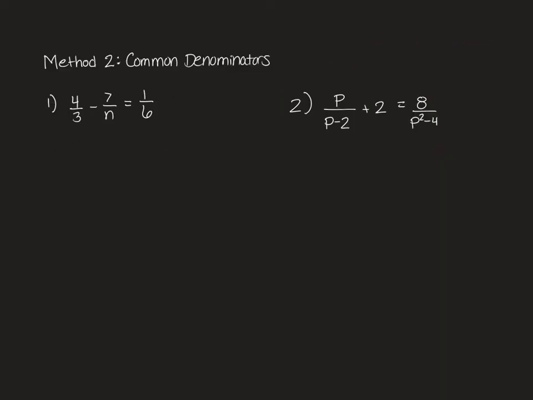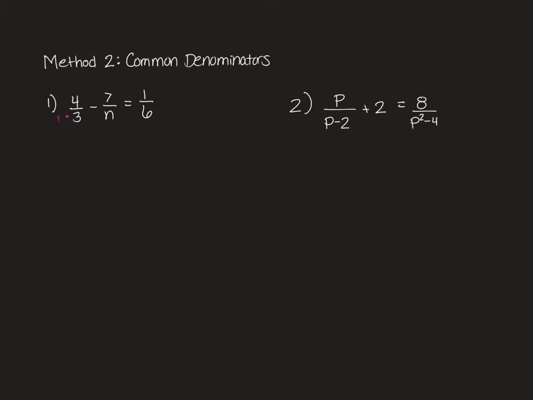So what do we do whenever we don't have proportions, whenever we don't have a fraction equal to a fraction? This is when you have to get common denominators. So looking at number 1, we have 4/3 minus 7 over n is equal to 1 over 6. Now you just need to get common denominators on one side of the equal sign. So what I'm going to do here is I'm going to basically make this side one big fraction so I can do proportions and I can cross multiply. So to get your common denominators, we have 3 and n.